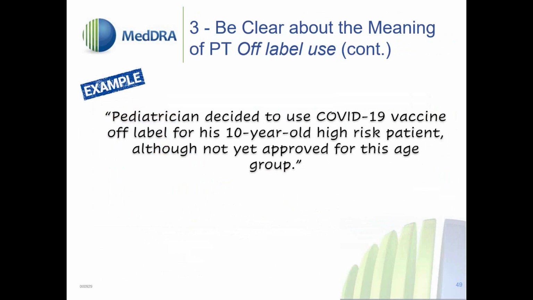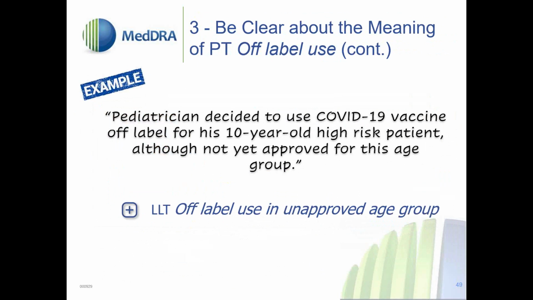HCP has caused the deviation. It was a pediatrician. He did it intentionally. He decided to do so, and based on therapeutic considerations. He wanted to protect his 10-year-old patient from an infection. And we are told that he decided to use the COVID-19 vaccine off-label, meaning that the vaccine is approved for prophylaxis of COVID-19 in the respective country, but not for this age group. The most specific LLT for this scenario is LLT off-label use in unapproved age group under PT off-label use.